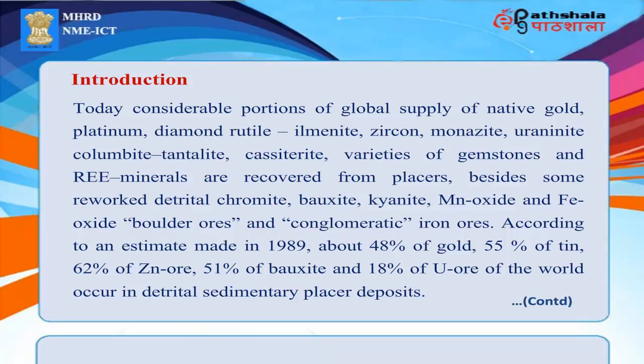According to an estimate made in 1989, about 48% of gold, 55% of tin, 62% of zinc ore, 51% of bauxite and 18% of uranium ore of the world occur in detrital sedimentary placer deposits.